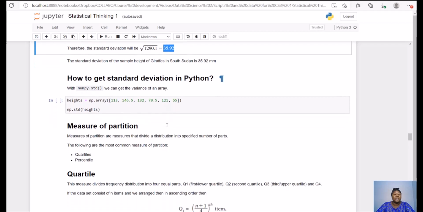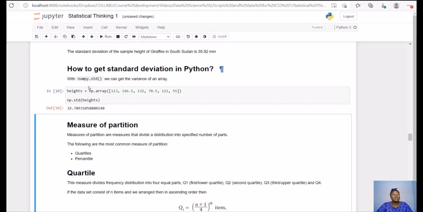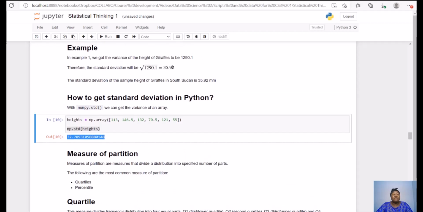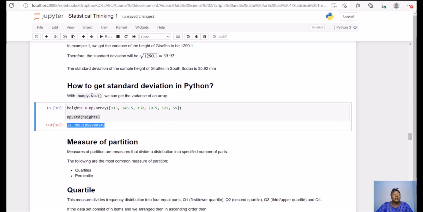So how do we calculate this using our Python notebook? From our Python notebook, we use the package numpy.std. This one will compute the standard deviation, and you have all of the heights here. You can find the standard deviation of the height here, and don't forget the variation in the value that we got. This one is 32.79, where we got 35.92 here. We said that this function usually uses population variance instead of sample variance.